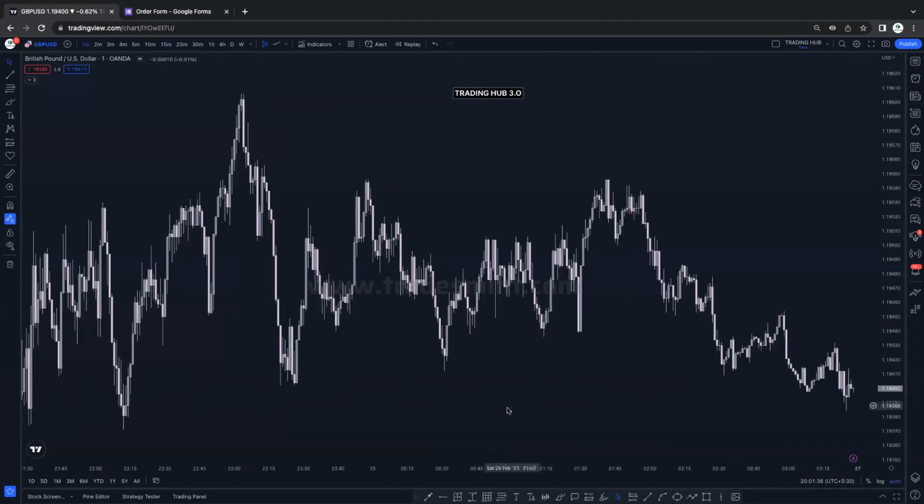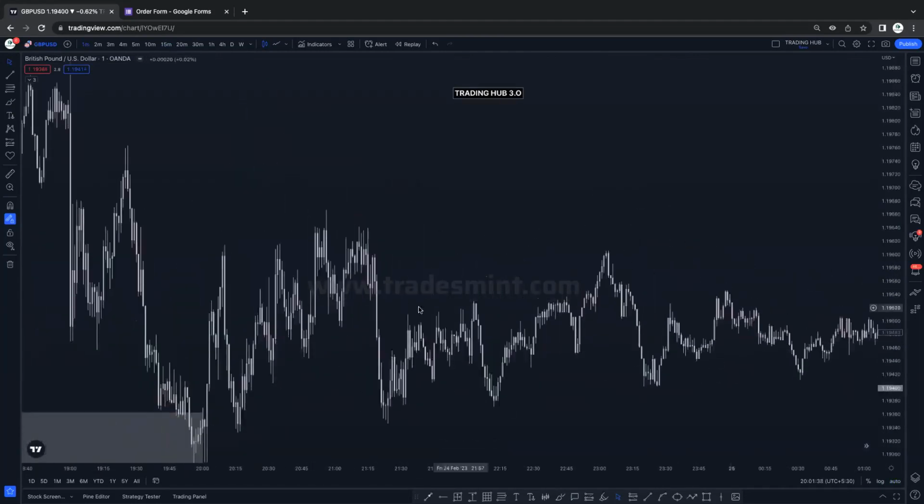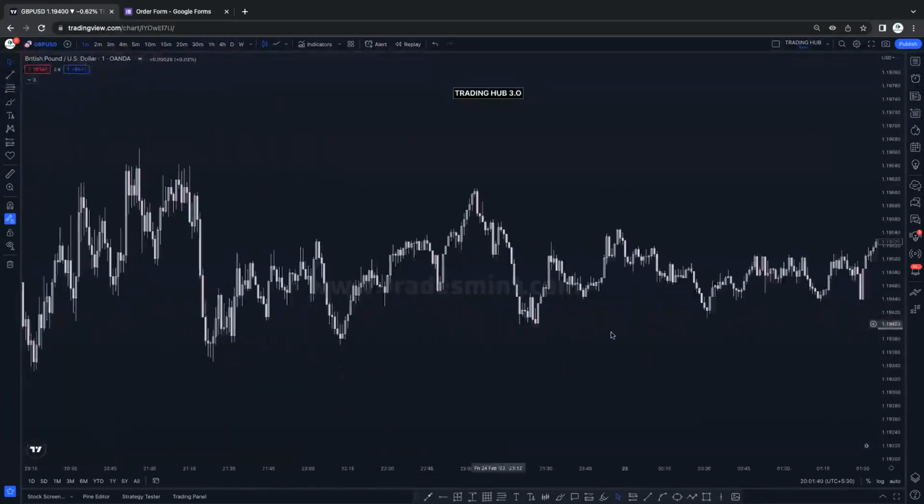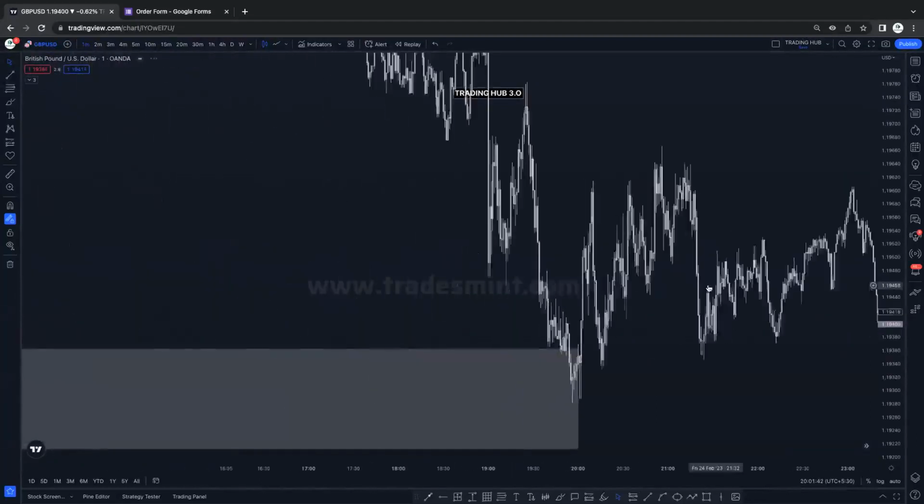Let's see what is happening here in the 1 minute time frame. In the 1 minute time frame, it's very messy price action here, as you know.